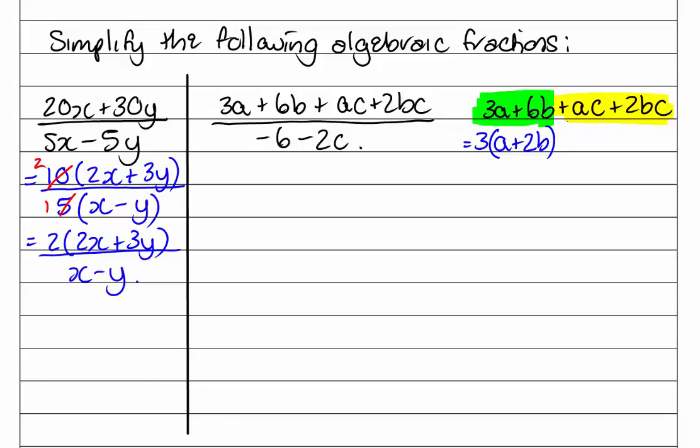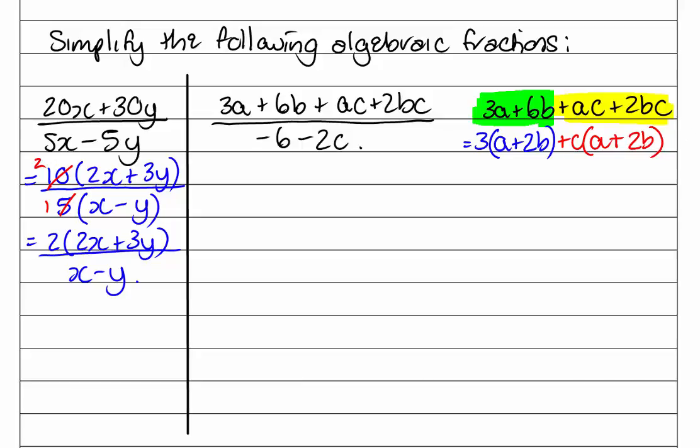Move along, we have ac plus 2bc. The only thing common in both of that is c. So we go plus c, bracket, c times what is ac? That's a, plus, I've already got the c, I need 2bc. So we need to put the 2b there.